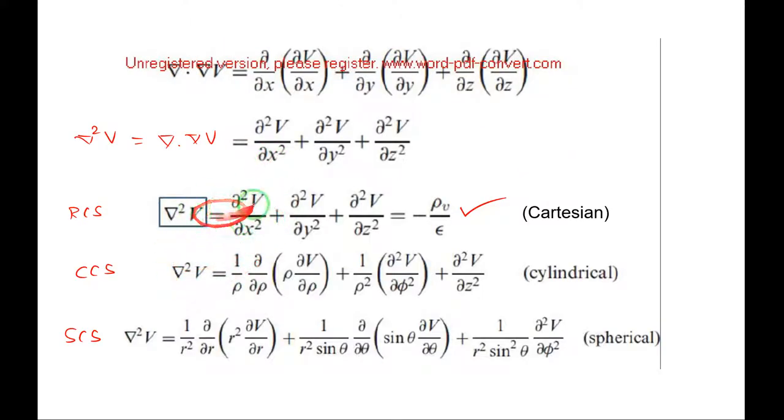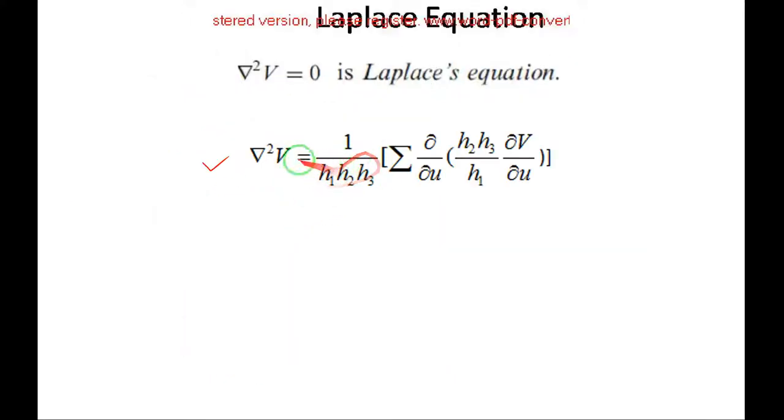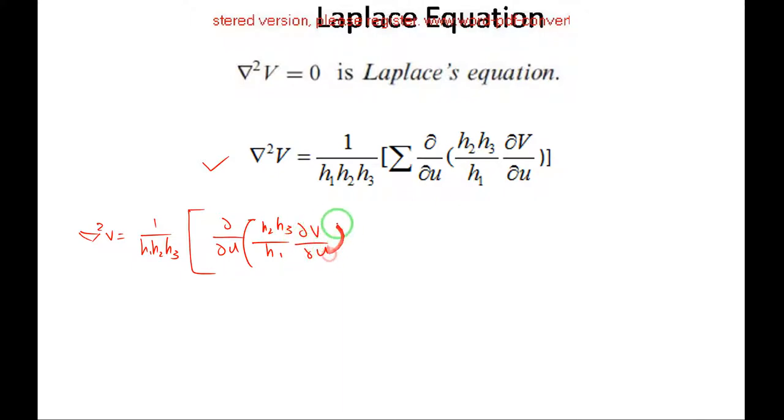In the rectangular coordinate system you can write it very easily, but in cylindrical and spherical you make use of this, right? Del square V is equal to 1 by h1 h2 h3. These are the scale factors in different coordinate systems. Summation of dou by dou u of h2 h3 by h1 into dou V by dou u. So I will expand this and write it. Del square V is equal to 1 by h1 h2 h3, open bracket, first term dou by dou u of h2 h3 by h1 into dou V by dou u. This is the first term.